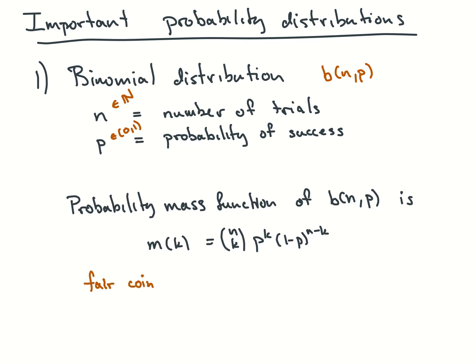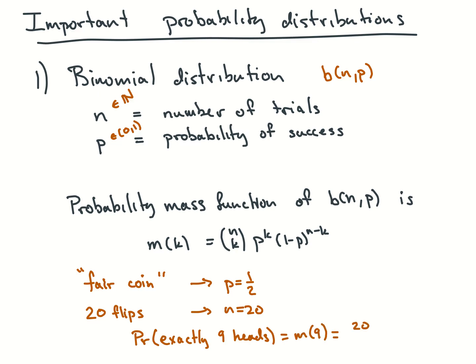For example, if you have a fair coin and you flip it 20 times, the probability of getting exactly 9 heads is 20 choose 9 times 1/2 to the 9 times 1 minus 1/2 to the 11, and you can sort of group these terms together and do a little algebra and maybe a little bit of a computer and get this.